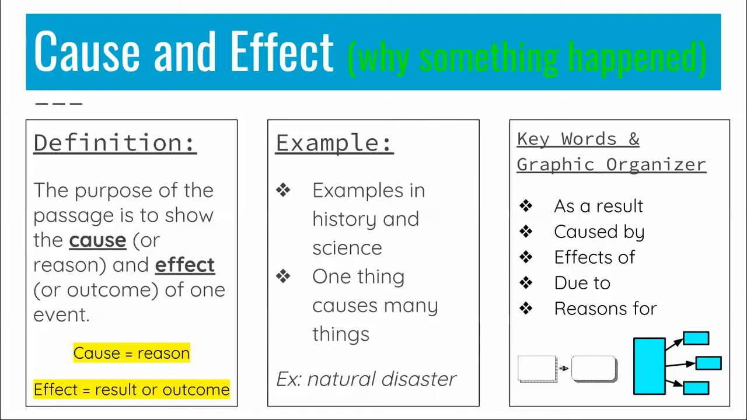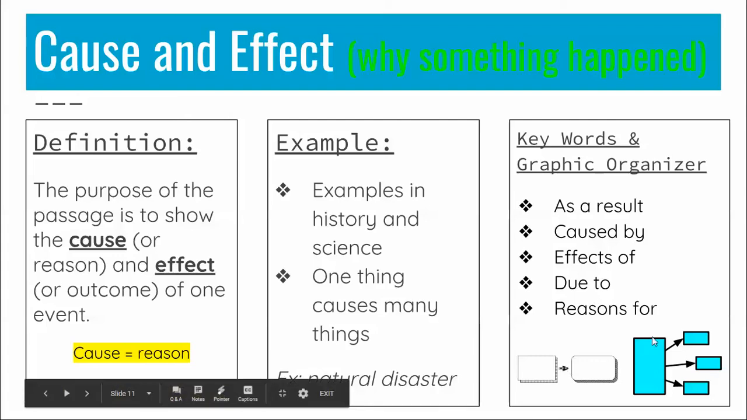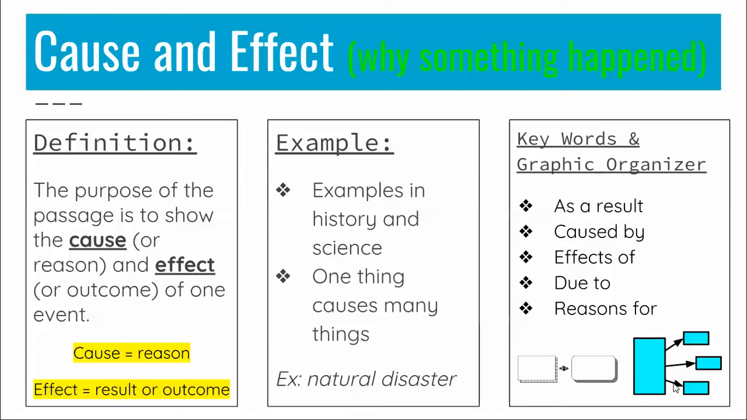There are some words that you'll see in these passages: as a result, caused by, effects of, due to, and reasons for. And then down at the bottom you see some graphic organizers that would show one cause and one effect here, or one cause and many effects. One thing to really notice is arrows. The direction of the arrows in a cause and effect graphic organizer is very important, and you will often see that on a test. An arrow means something changes. So try to remember that.